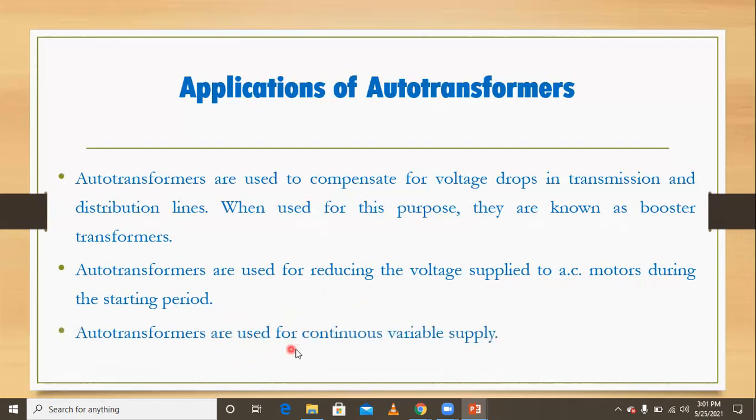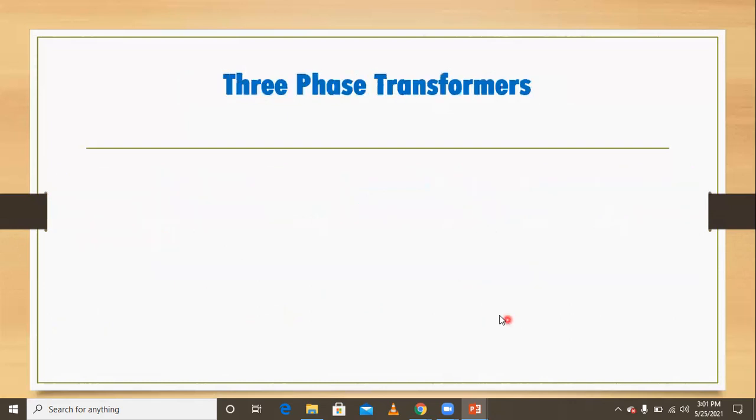Auto transformers are also used for continuous variable supply. So this is about the auto transformer.